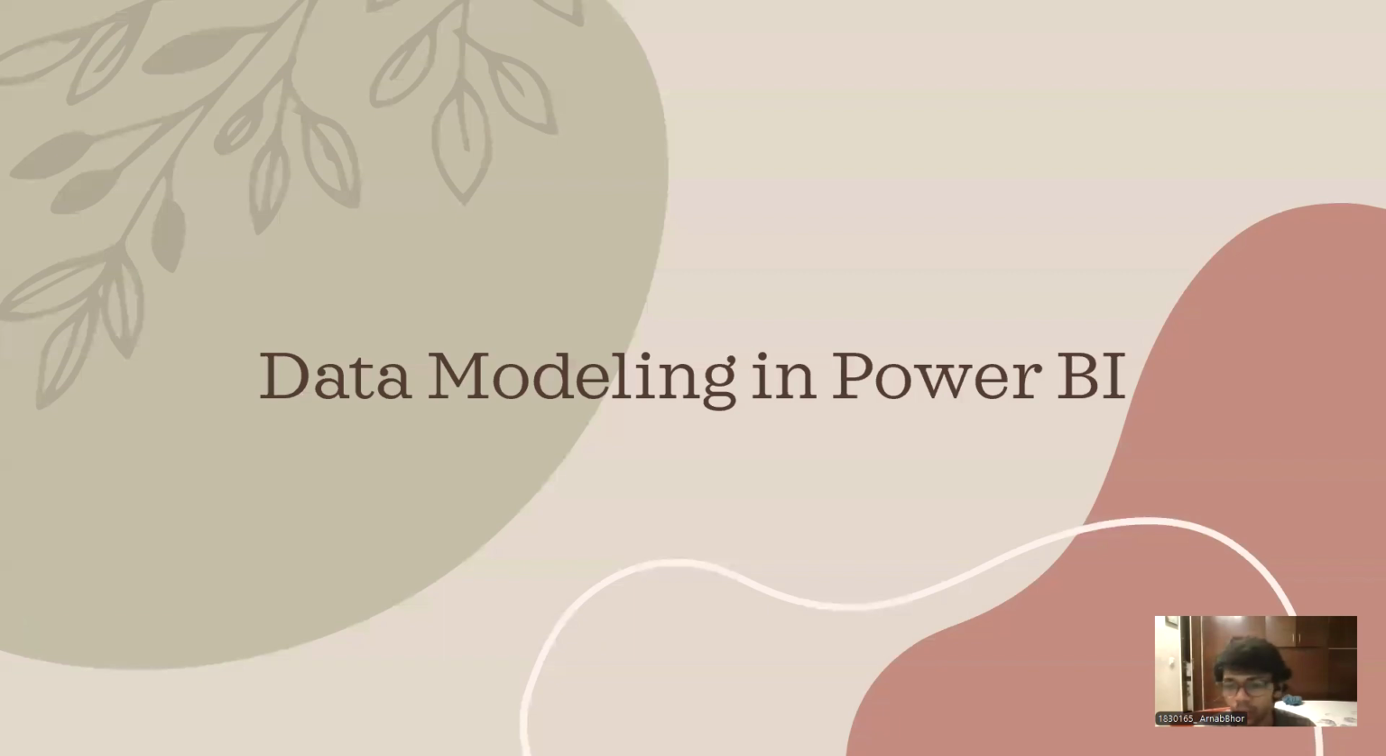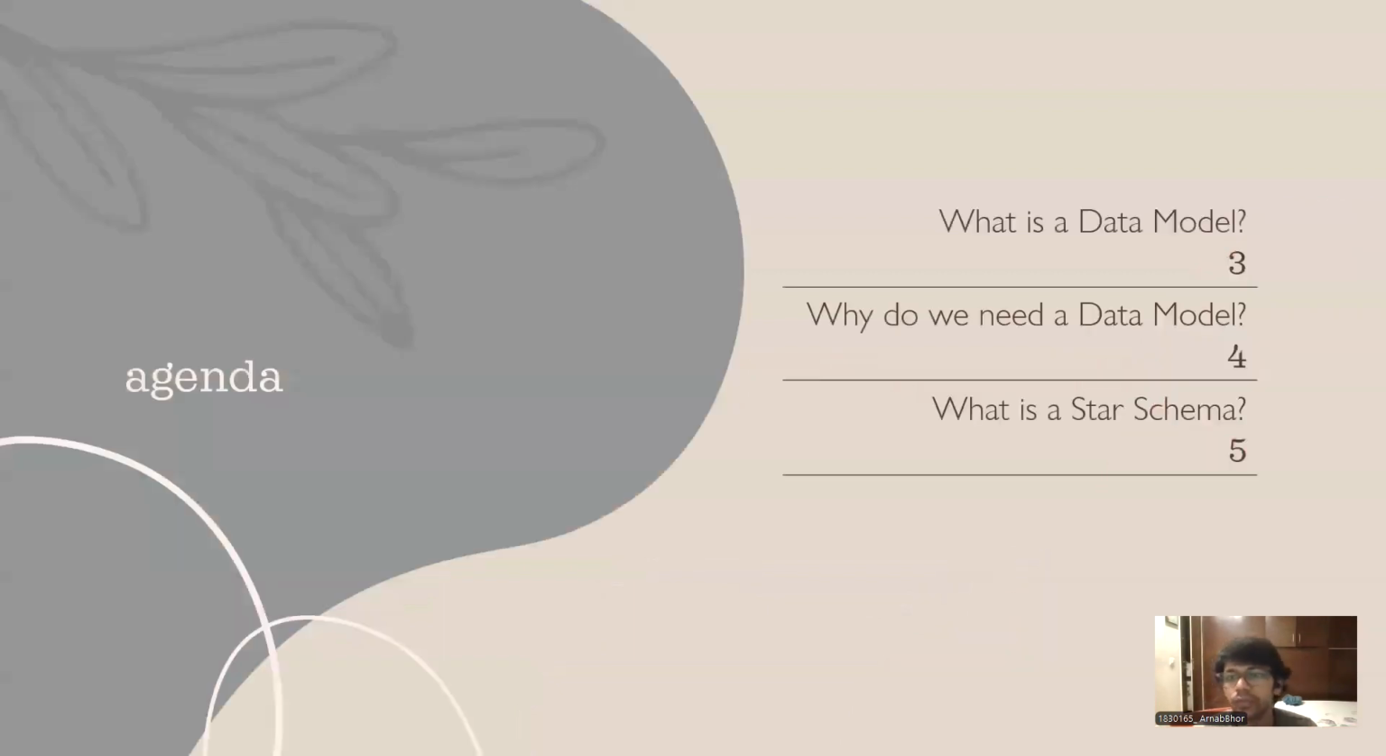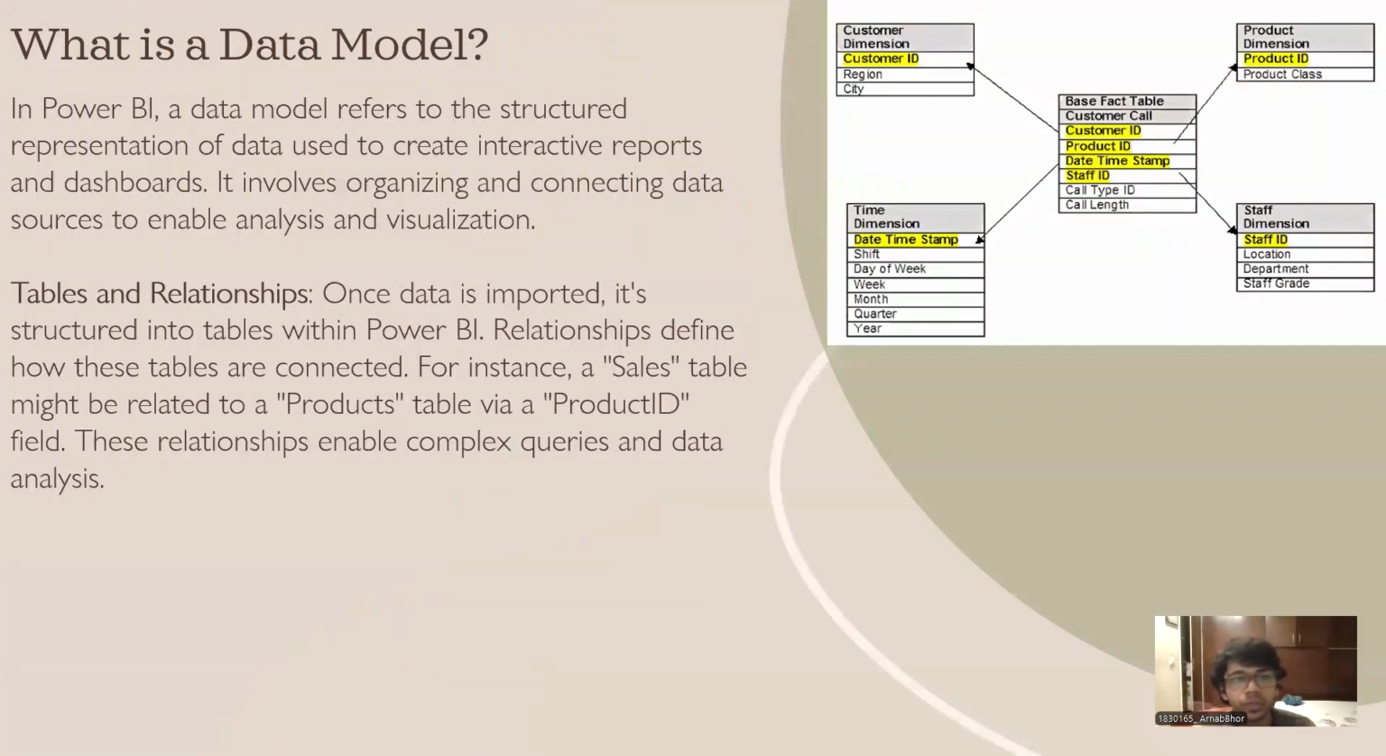All right, so let's see what we have in the agenda today. First, I'll tell you guys what a data model is, right? Then we'll talk a bit about why we even need data modeling in the very first place. And then we'll talk about a specific instance of a data model, which is a star schema. Right, let's go. So first things first, what's a data model?